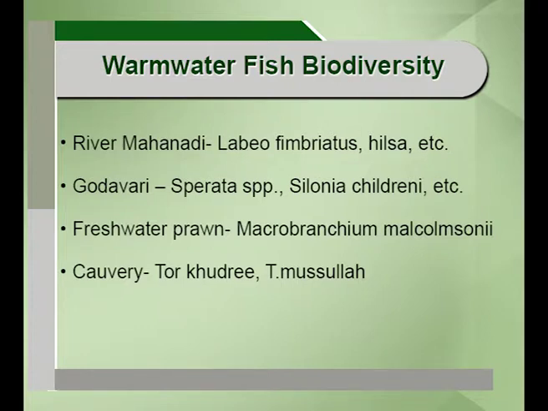And also in the east coast of our country, freshwater prawn is a very important thing. Though it's not a fish, it's a very important prawn as far as economic value is concerned. Macrobrachium malcolmsonii is a very important prawn culture there on the east coast of our country. And as far as the Kaveri region is concerned, Tor khudree and Tor mussullah are the two important species thriving among the warm water fishes in the river Kaveri in Tamil Nadu.